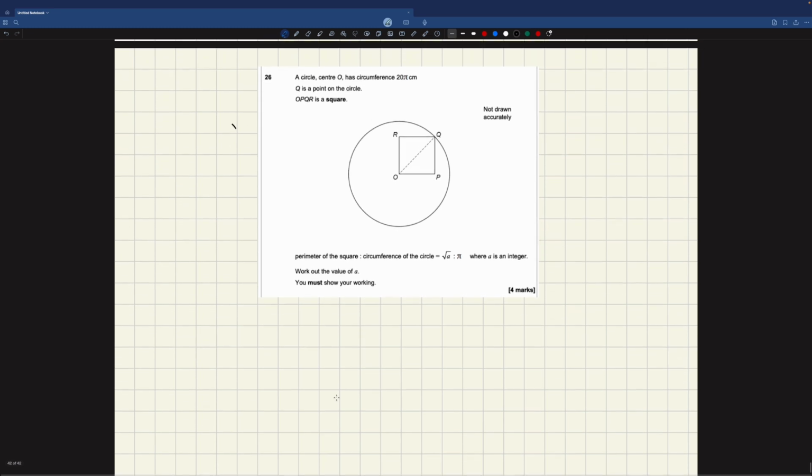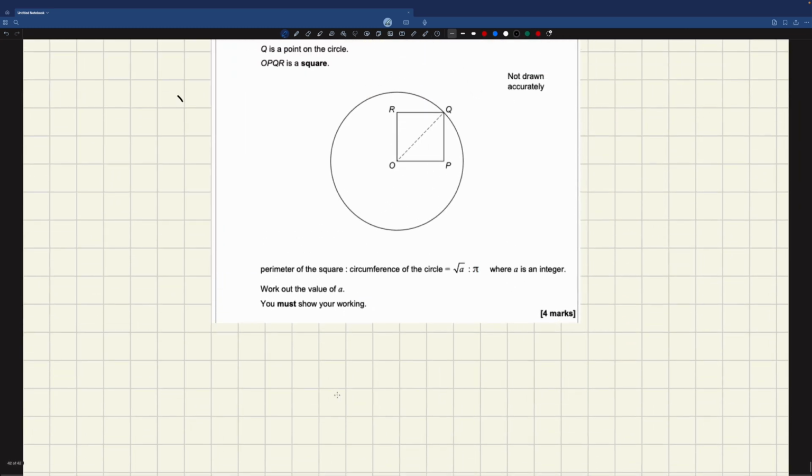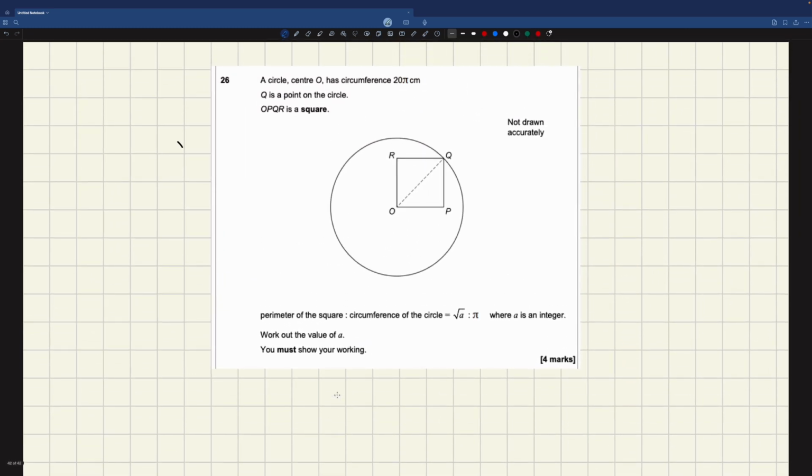Now let's go on to the next past paper question, which I found really interesting. This was the second from last question in a past paper, and it is the following. You can read it. So let's begin solving. Now, a circle center O, so we immediately know that O is the center, has a circumference of 20 pi.